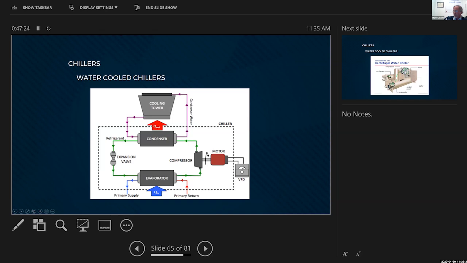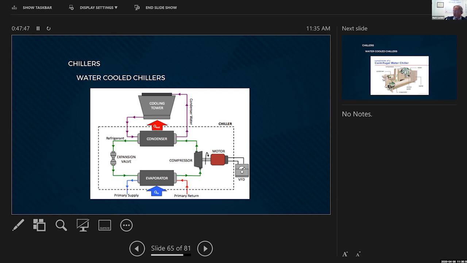On the water cooled, we saw this picture before, but just to revisit it, your condenser is water cooled. So you're actually rejecting to another loop. You do have another set of pumps you have to deal with, another set of piping. That cooling tower water does have to be treated typically. If you're going to be using your cooling tower in the winter, you have to have basin heaters. There's a lot that goes into a water cooled system.